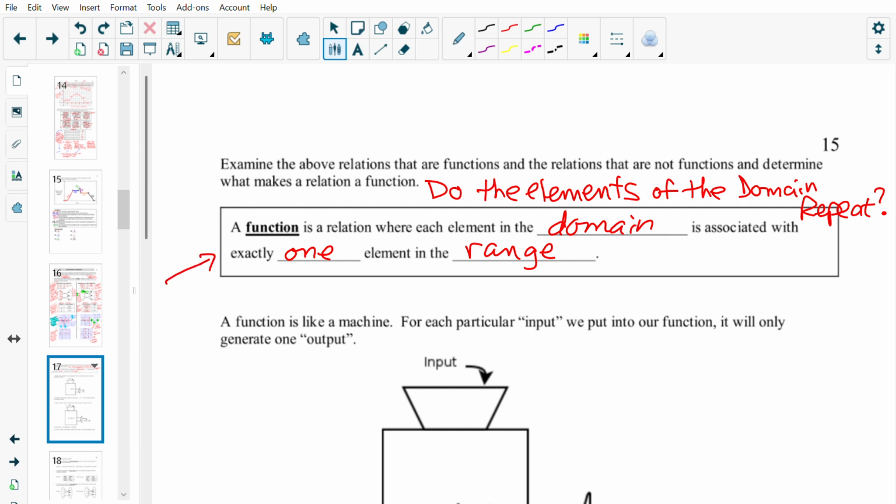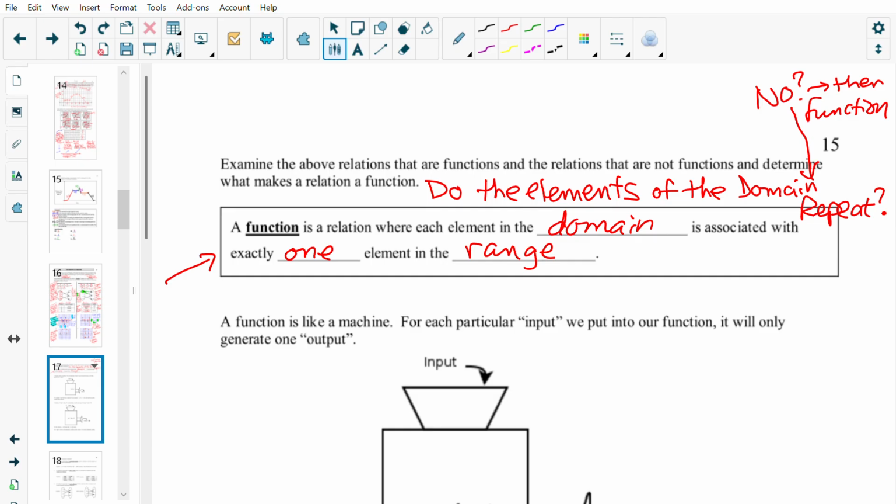This is a bit harder to comprehend when you're looking at something and determining if it's a function or not. I like asking this question. Do the elements of the domain repeat? If the answer is no, then it is a function. If the answer is yes, then not a function.